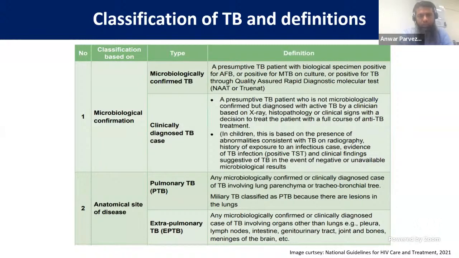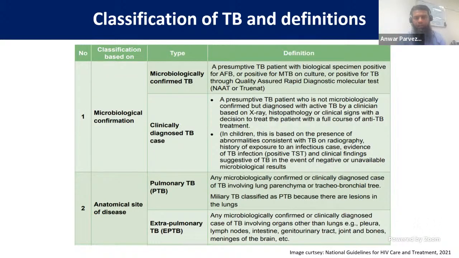But one thing to remember here is that miliary TB, which is a kind of hematogenous dissemination of TB bacilli, and what we see in the lungs is a miliary presentation. Because we see that in the lung, we call it pulmonary TB. And as per the TB programmatic definition, if a patient has pulmonary and extrapulmonary TB, we categorize those patients as having pulmonary TB. This is one point to remember because people usually get confused here.